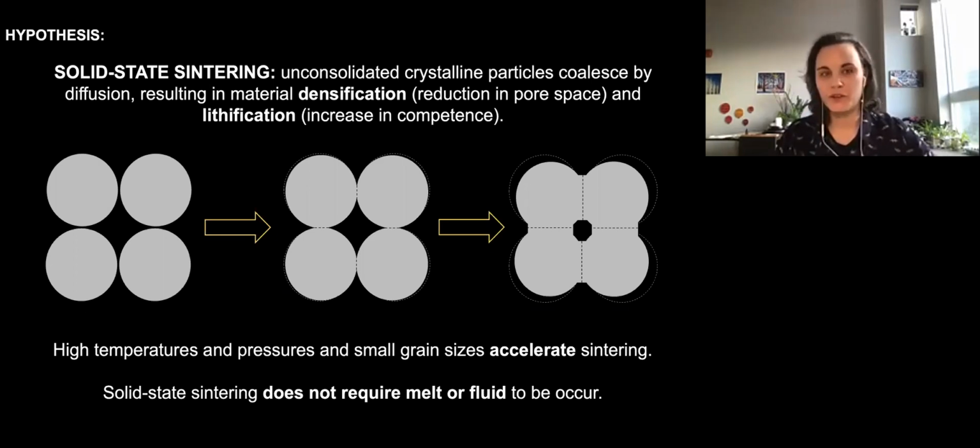I'm not sure how familiar you all are with solid state sintering, but essentially it causes unconsolidated crystalline particles to coalesce as a result of diffusion occurring at the contact points between adjacent particles, resulting in the formation of these crystalline necks and ultimately a loss in pore space, which we could also call densification, and an increase in material competence, which I'll call lithification. High temperatures and pressures and small grain sizes accelerate sintering, and we know that solid state sintering does not require a melt or a fluid present to occur.